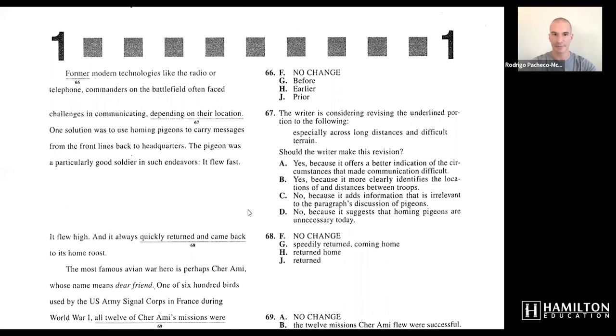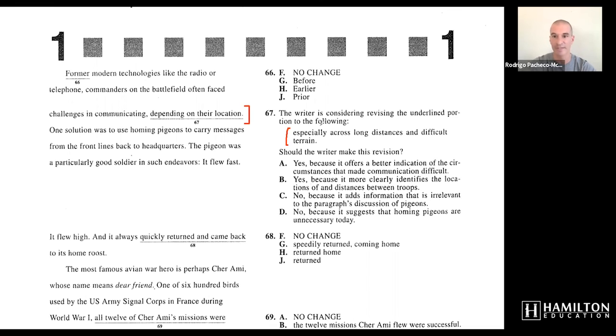I'm going to read the sentence first, and then we'll talk about the different answer choices. So before modern technologies like the radio or telephone, commanders on the battlefield often face challenges in communicating, depending on their location. So the first thing that I would note about what's underlined is that this is fairly general, depending on their location. It doesn't tell us a whole lot. So let's take a look at the phrase that the author is thinking about adding. So as we see here with the question stem, the writer is considering revising the underlined portion to the following.